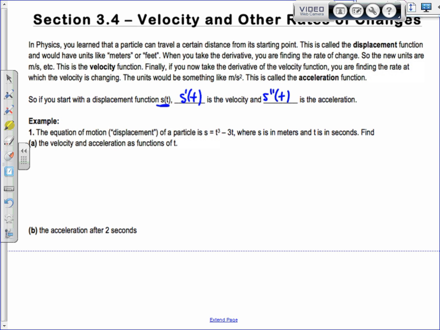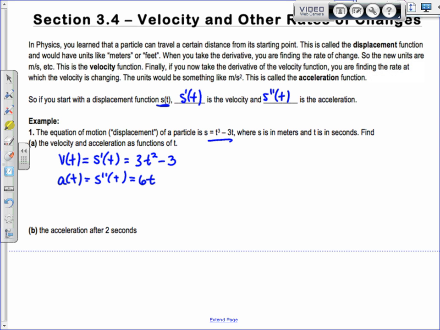So it says the equation of motion or the displacement of a particle is s equals t cubed minus 3t, where s is in meters and t is in seconds. Find the velocity and acceleration as functions of t. So your velocity is going to be s prime. I'm going to take the derivative. We know the shortcut now, so it's going to be 3t squared minus 3. Your acceleration is going to be s double prime of t. So you're going to take the derivative of that, and you're going to get 6t.